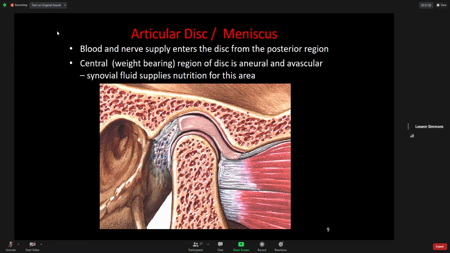And where this disc has to tolerate its weight, it has no blood, it has limited blood supply or none. It's aneural and avascular in the central region of the disc. So what that means is its healing capacity is very limited once it's damaged, right? And then, of course, synovial fluid supplies nutrition to this area too. But it's tough to heal this structure once it's damaged.